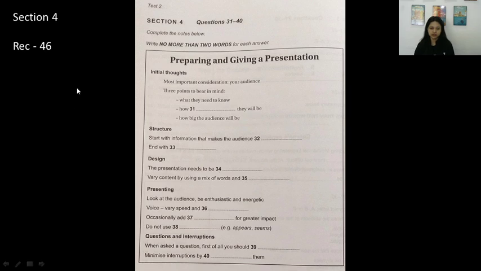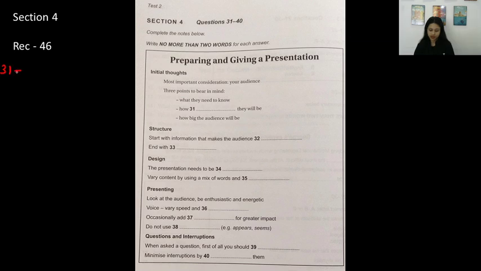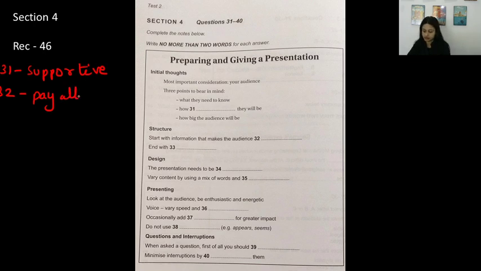Now section 4. For answer number 31, it is supportive. 32 is pay attention. 33 is next steps.